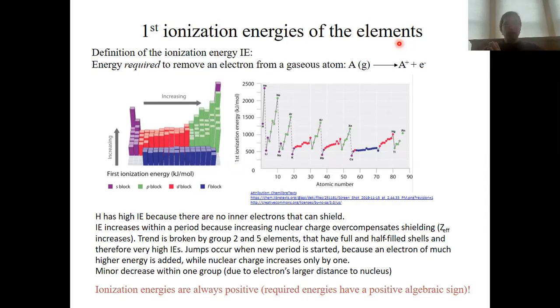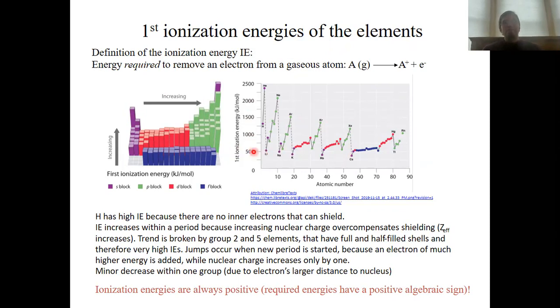Now let us take a close look at the periodic trends. So here you see on two different graphs how the ionization energy changes with increasing atomic number. So let us first look at how the ionization energy changes within a period.